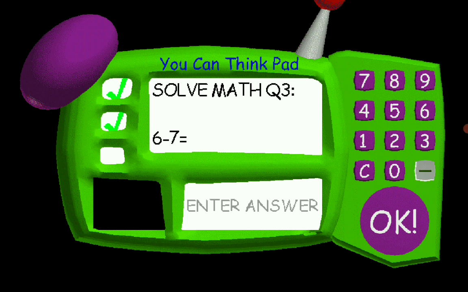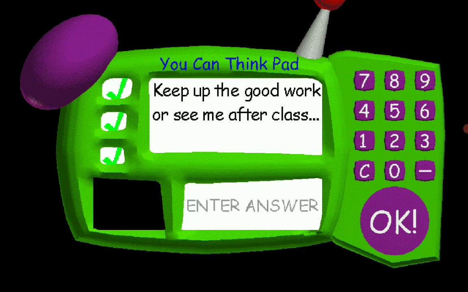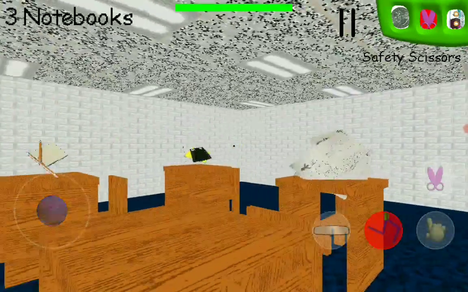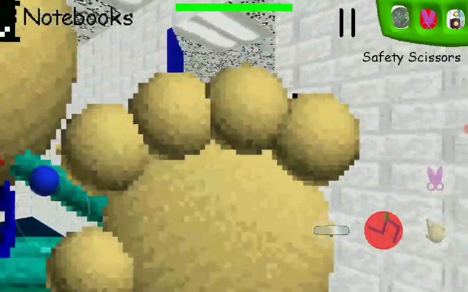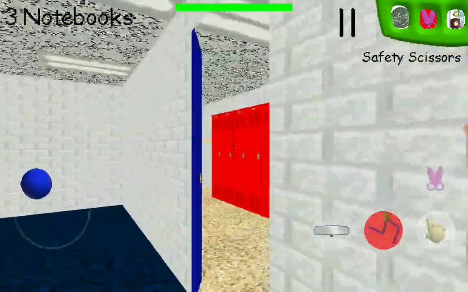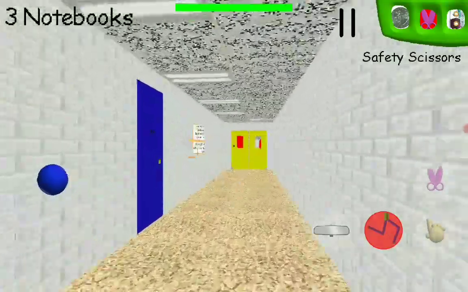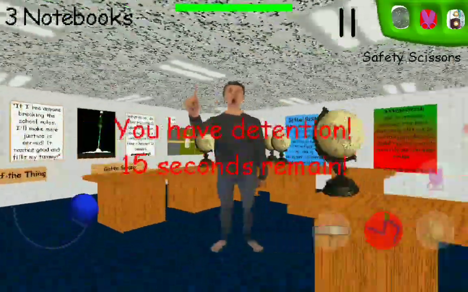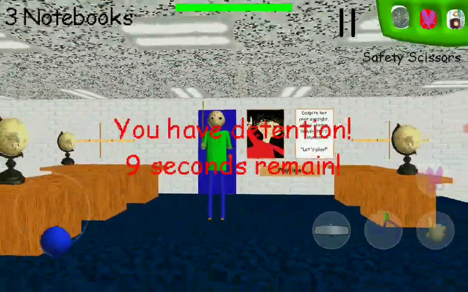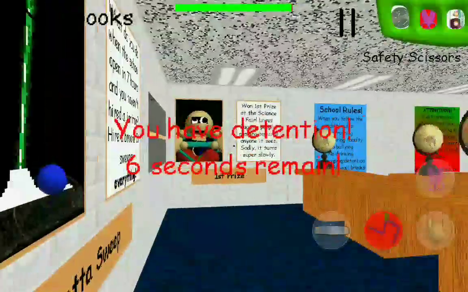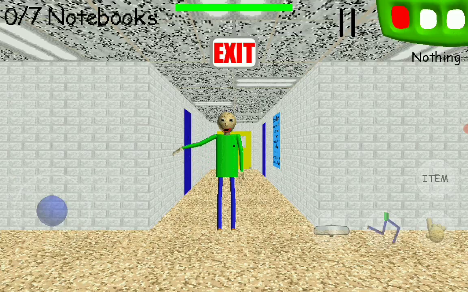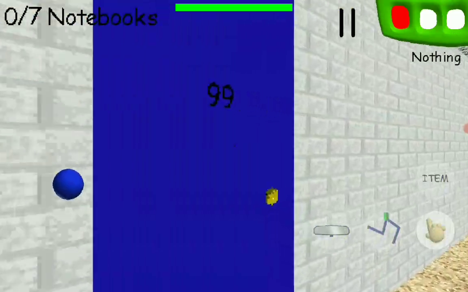9, 4, and -1. Keep up the good work or see me after class. Are you punishing me? Devour the chocolate bar, quick. I'm running. No! What are you doing? I'm trying to run! Get out of my way! Oh, he's right there! Run! No! What is happening? What are you gonna do to me? Stay away! No! Yeah, shut up, Baldi.